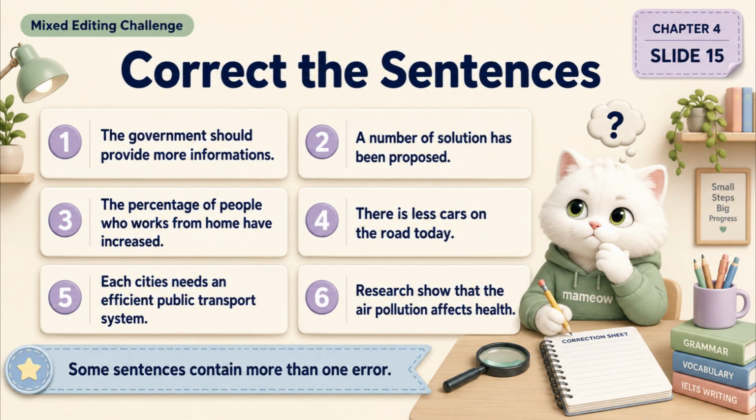Now the grammar areas are mixed together. Some sentences contain more than one error. Use the 3-pass method. Check articles first, countability second, and subject-verb agreement third.